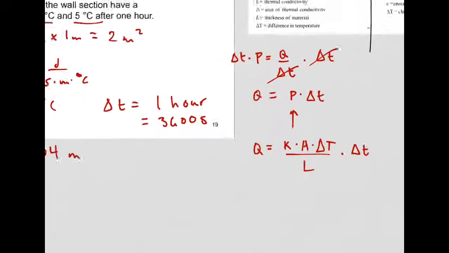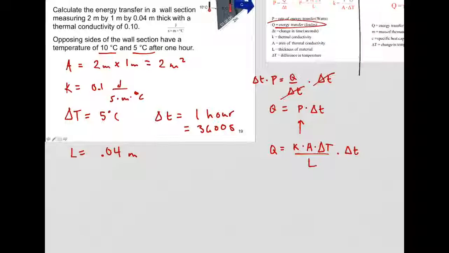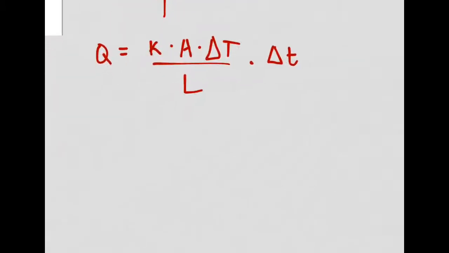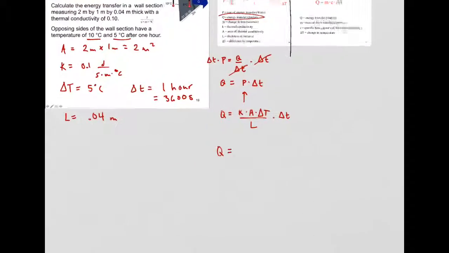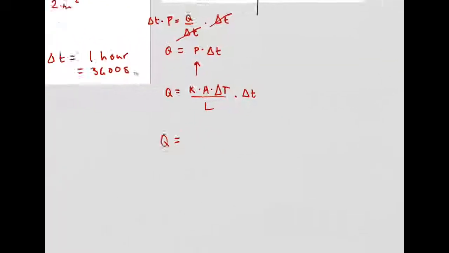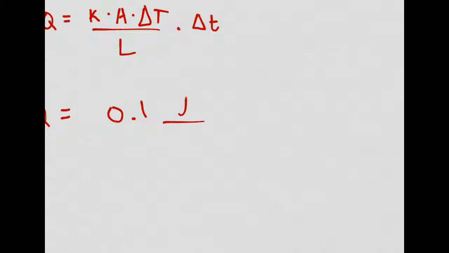Now that's kind of crazy. That's kind of weird to use, but you'll notice when you have to do something like that, it's because otherwise you can't do anything. So let's calculate the energy transfer using this formula. So Q then equals K. What's K? K is 0.1 joules. Remember, put your units in. Some people didn't do that. Joules times meter, well, whatever, degrees Celsius.